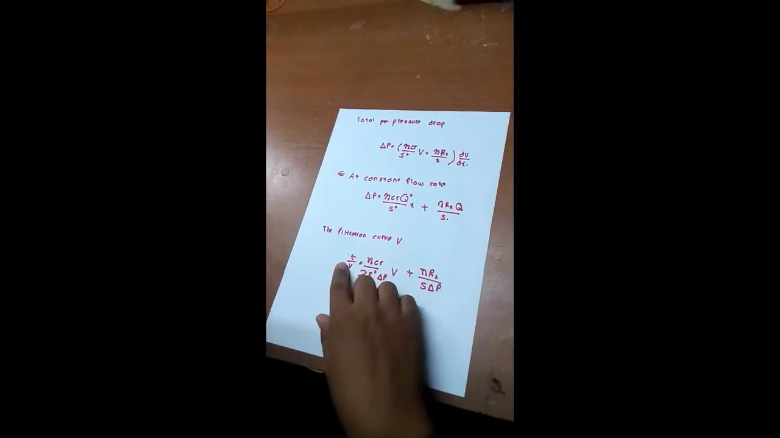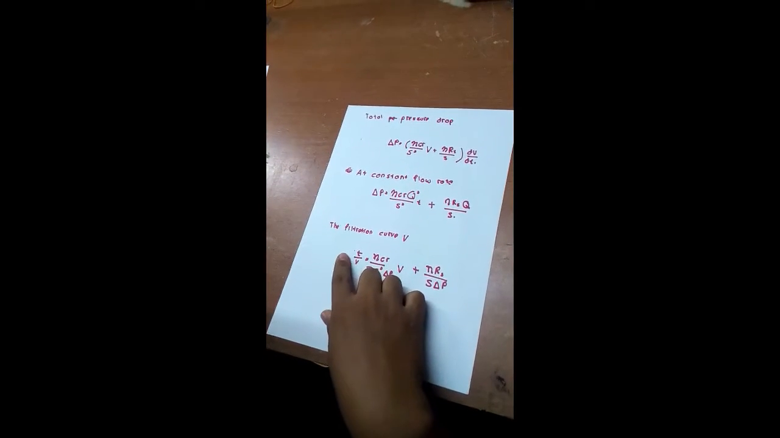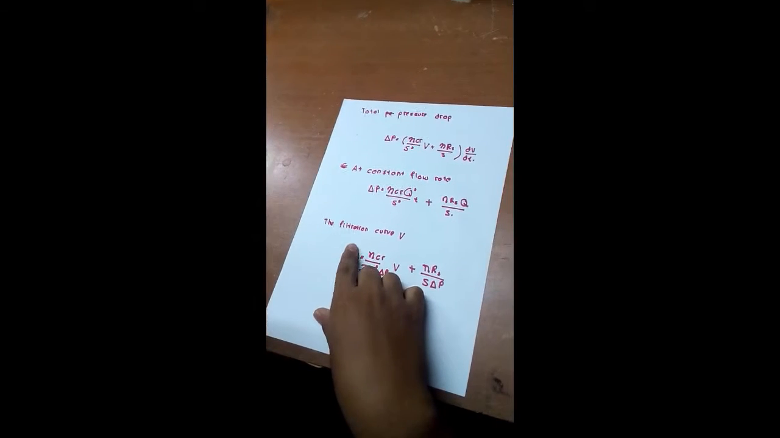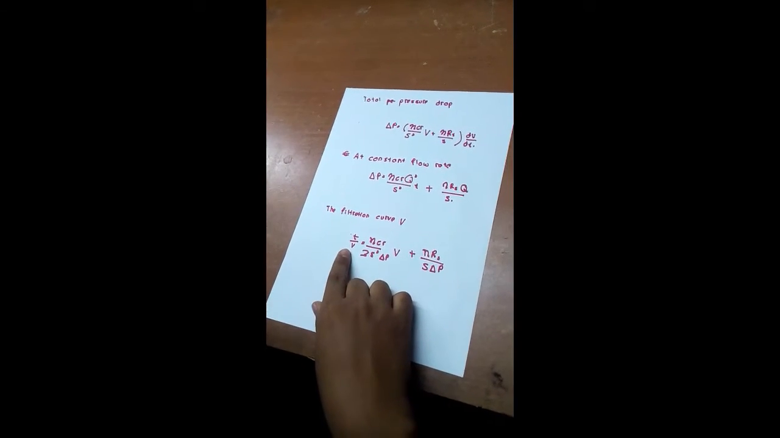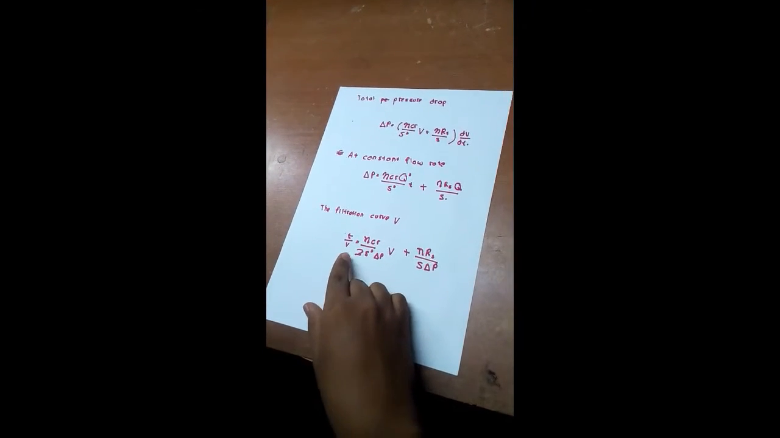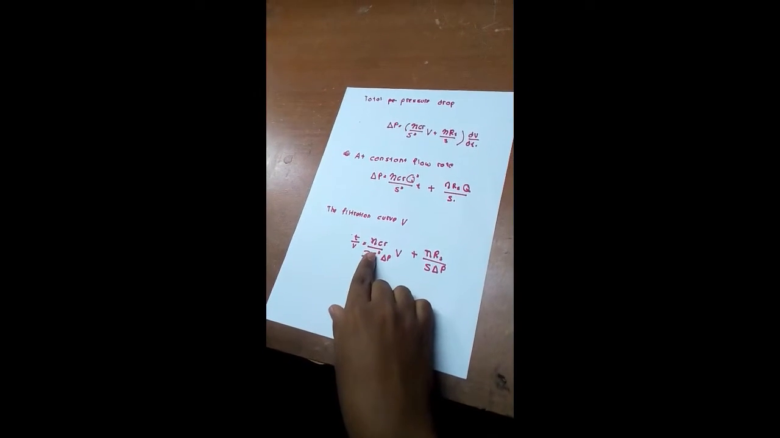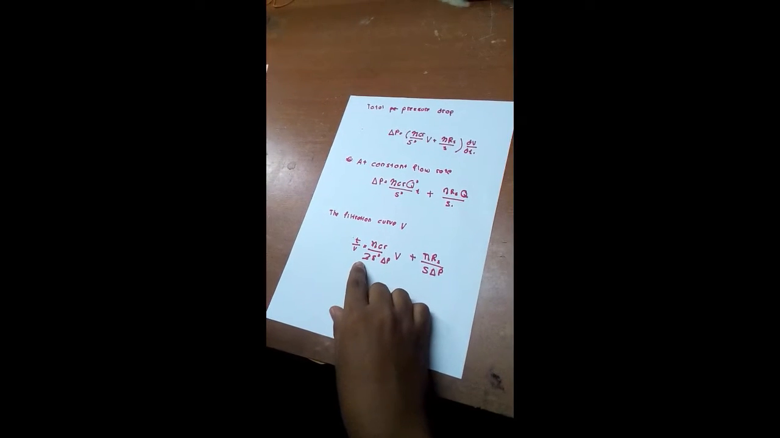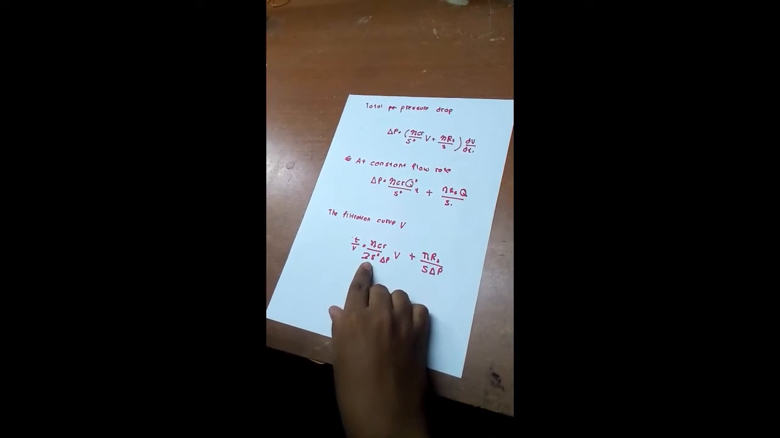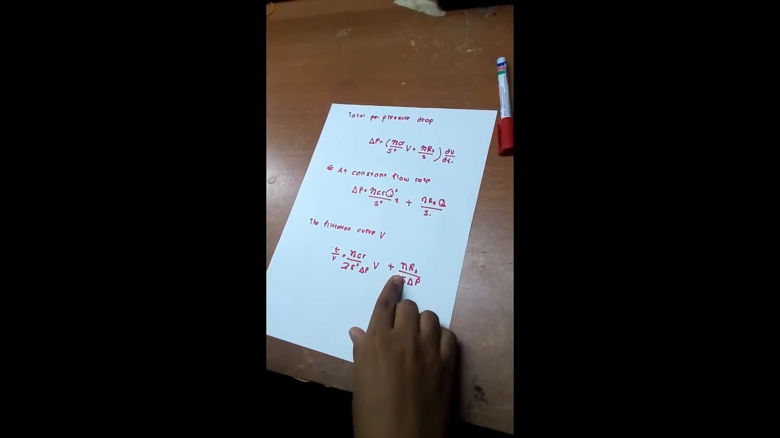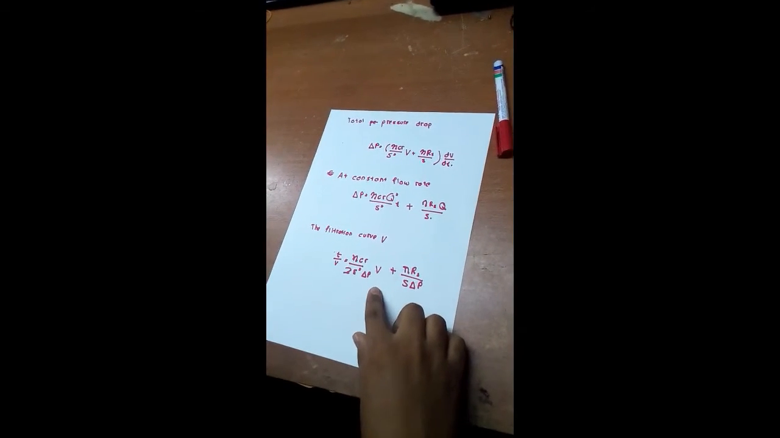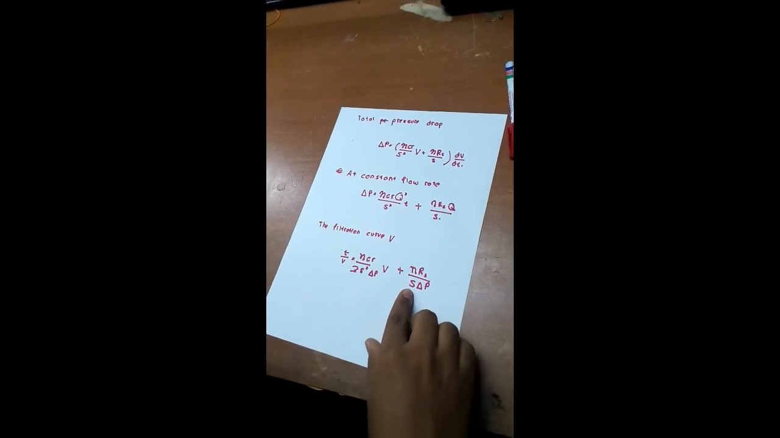Then for the final step, when we want to find the filtration curve, which is V, the formula is T over V equal to mu times C times R divided by 2 times S to the power of 2 delta P times V plus mu times Rs divided by S delta P.